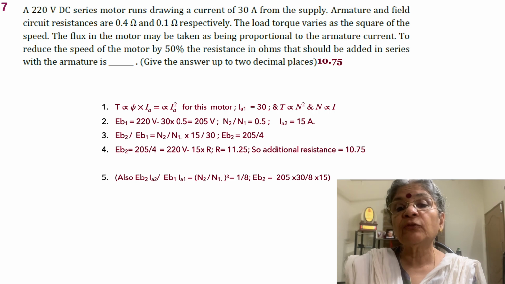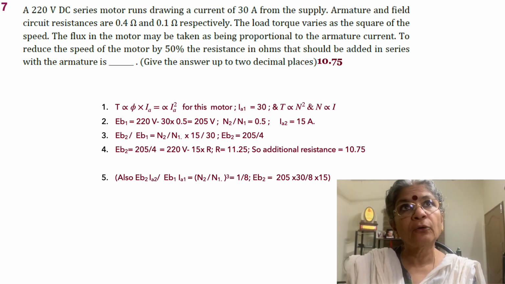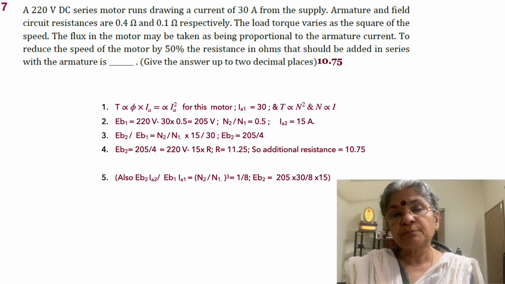To reduce the speed of the motor by 50%. Okay, so now N is going to go down to N by 2. Okay, the resistance in ohms that should be added in series with the armature. So this is the problem. Okay, so the first statement or the first idea that should be in our mind should be that torque is proportional to phi Ia. Phi is proportional to I.